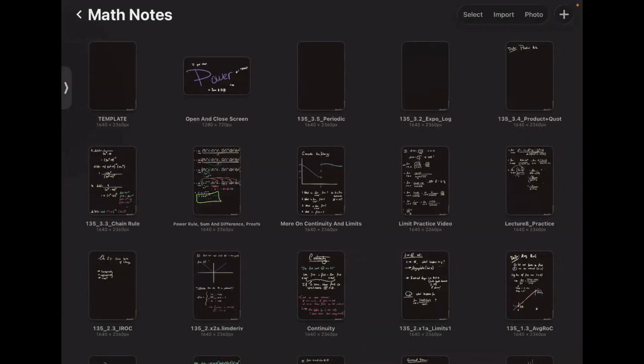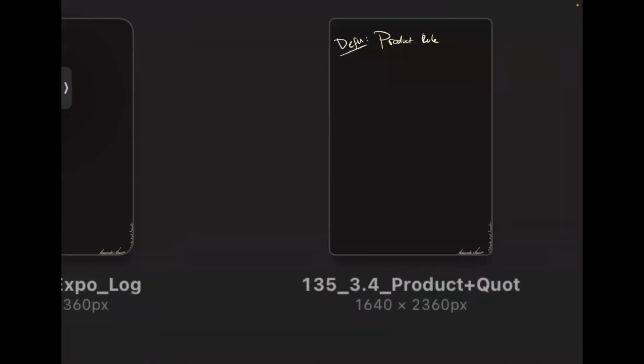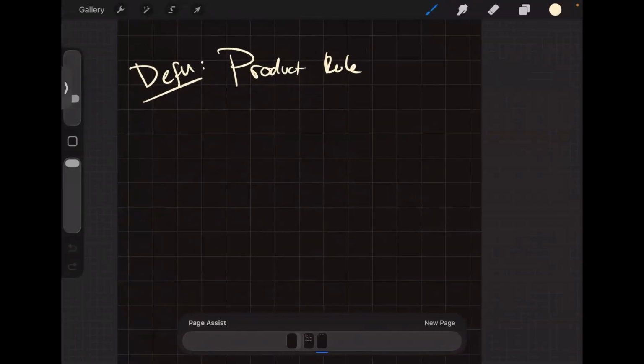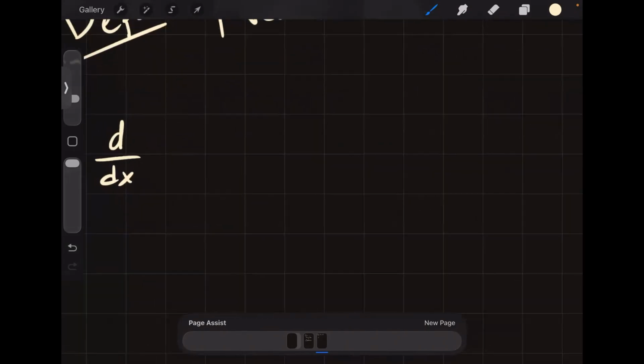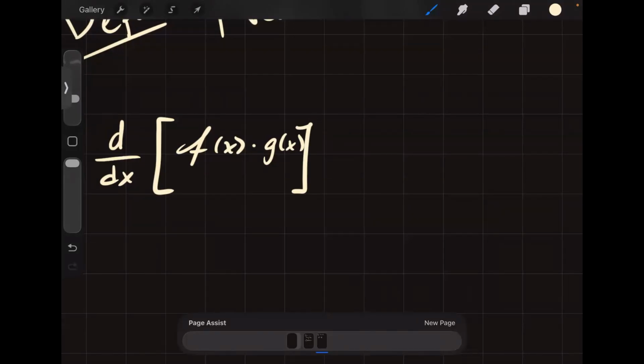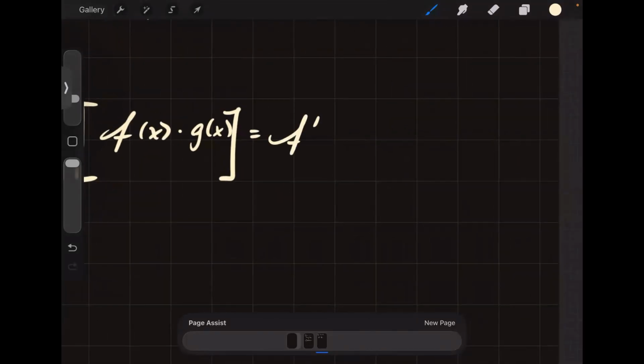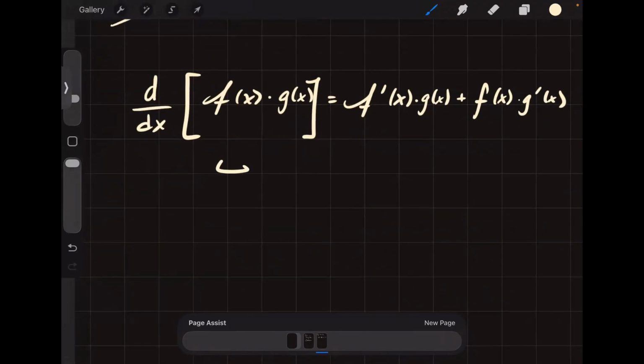Product rule. Okay, so what we're looking at is d/dx, or the derivative of whatever I'm about to write in terms of x. Again, many different ways to write this, of f of x times g of x, where f and g are both functions of x, is going to equal f prime of x times g of x plus f of x times g prime of x. You might see me write this as f prime g plus g prime f.